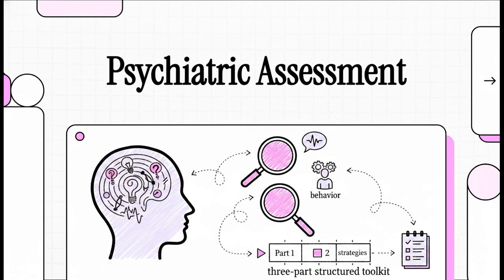Welcome to this explainer. Today we're going to completely unpack the psychiatric assessment. It's definitely not just a casual conversation. It is a rigorous, highly structured, three-part scientific toolkit used by clinical detectives to literally map the human mind. We're going to look at exactly how these professionals gather clues, analyze behavior, and use incredibly specialized communication strategies to figure out what's happening inside a patient's brain.